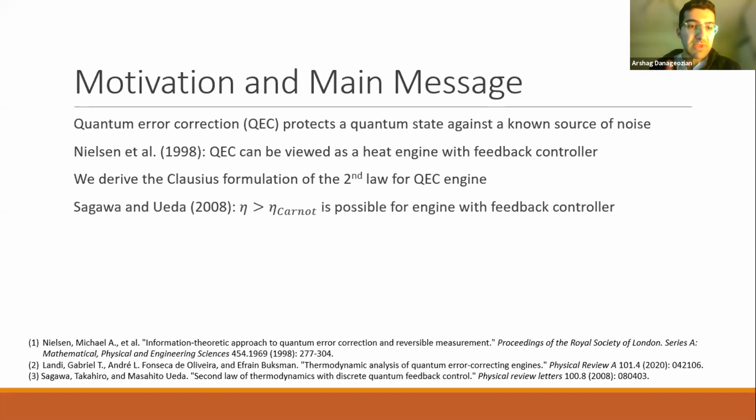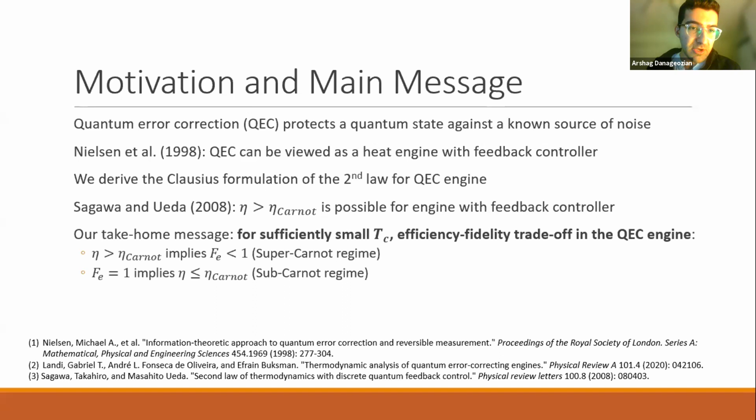We also, given that such engines, that is to say heat engines with feedback controllers, can operate at an efficiency above the Carnot efficiency limit, which is a result that has been known, we show that there's some kind of trade-off that will happen for our engine. Specifically, the statement is that for low enough temperatures, if you try to operate at super-Carnot efficiency, as you can see here, the fidelity of the resulting error-corrected state is going to be below 1. And if you want to get a fidelity equal to 1, you have to operate below the Carnot efficiency, right?